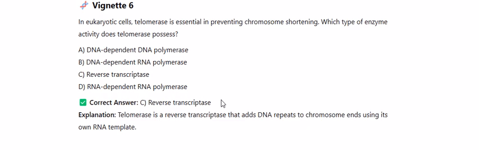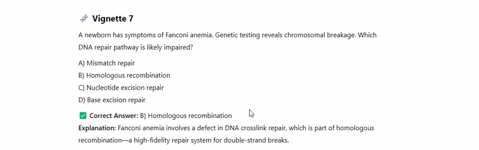A newborn has symptoms of Fanconi anemia. Genetic testing reveals chromosomal breakage. Which DNA repair pathway is likely impaired? A. Mismatch repair. B. Homologous recombination. C. Nucleotide excision repair. D. Base excision repair. Correct answer B. Homologous recombination. Explanation. Fanconi anemia involves a defect in DNA crosslink repair, which is part of homologous recombination, a high-fidelity repair system for double-strand breaks.